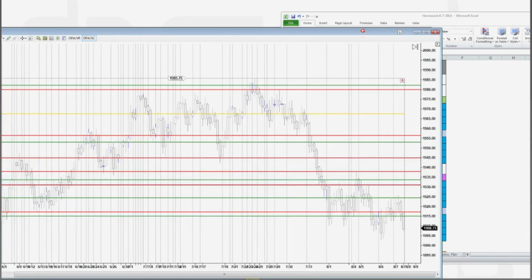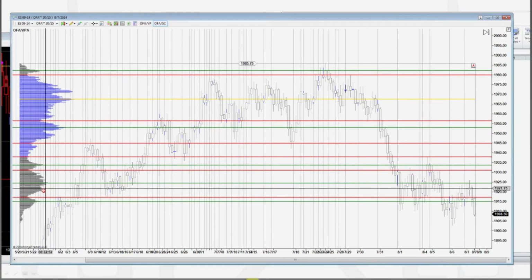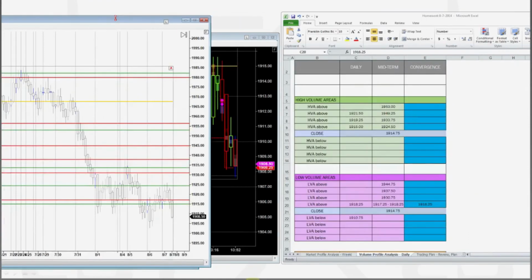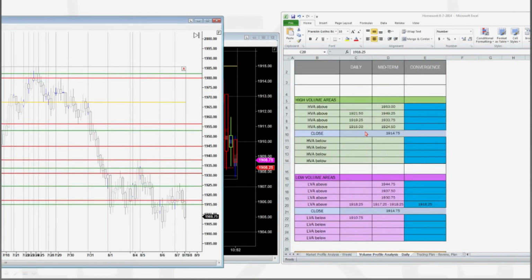So what that looks like, what I've done is I have my longer term composite. I've put my levels in, and now I'm taking those levels to give me context above and below today's close, and I'm popping them into this chart. And this is how simple this is.